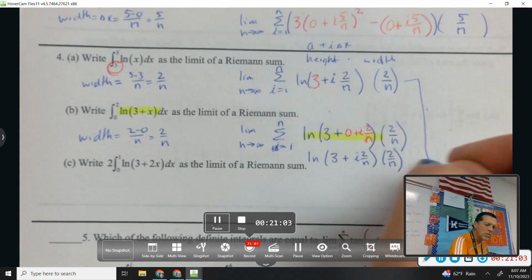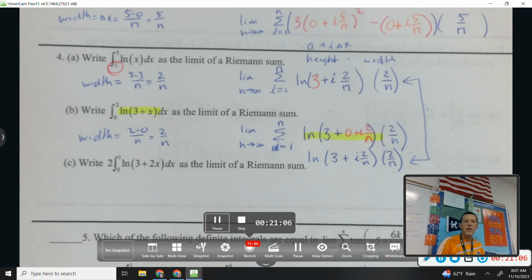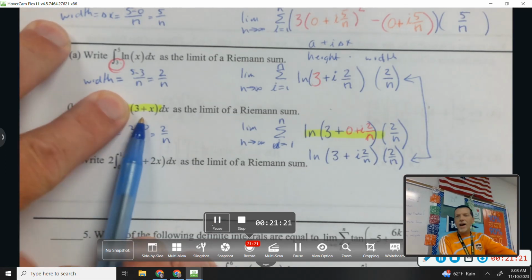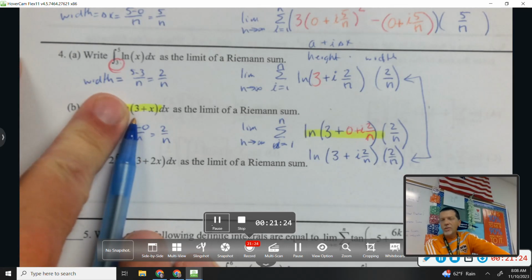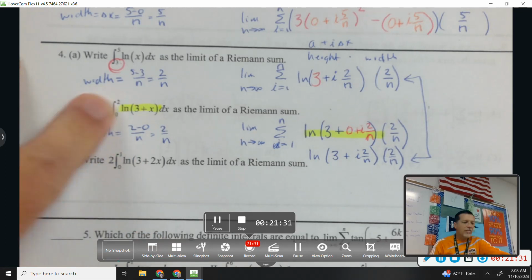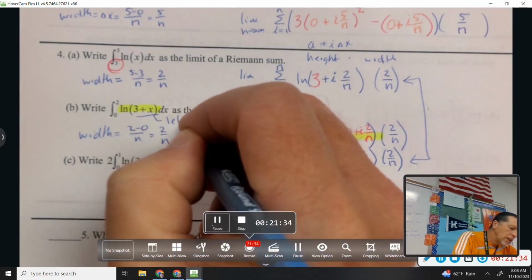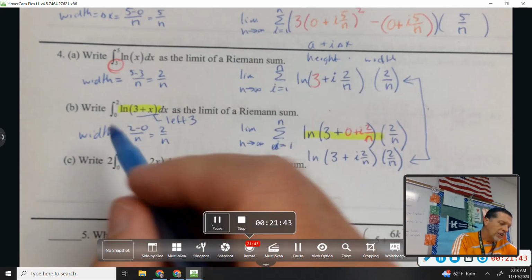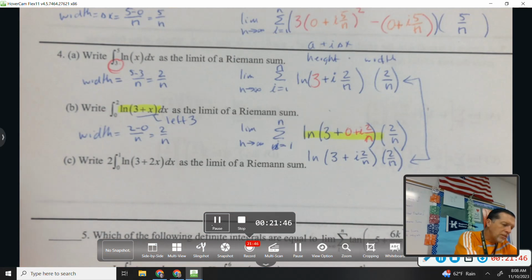But now look at A and B. Look at the answers to A and B. What do you notice? They're the exact same. Let's think about that for a minute. What does x plus 3 do to a graph? You Algebra 2 transformation experts, which way does that shift it? Left 3. That moves the original left 3. Change the area, though? Well, normally it would change the area, except that we also shifted our limits. We went from 3 and 5 to 0 and 2.